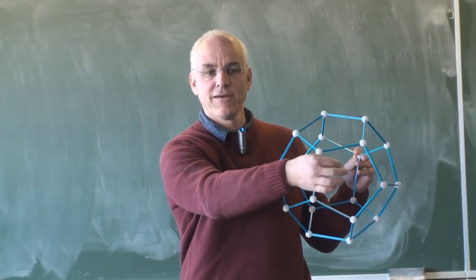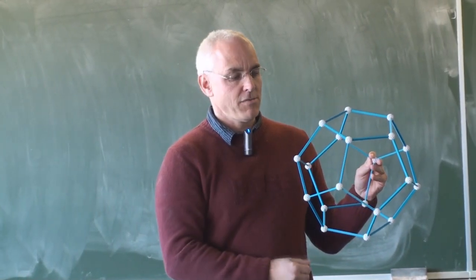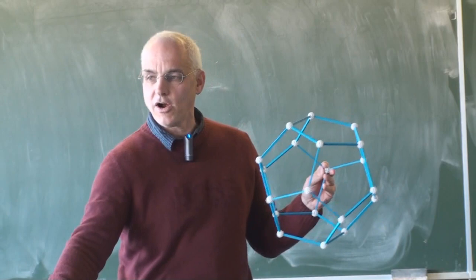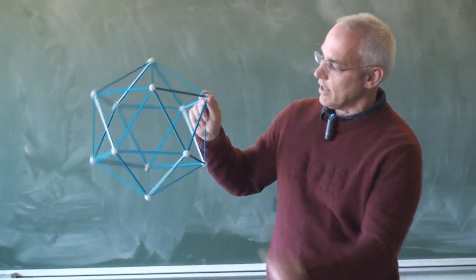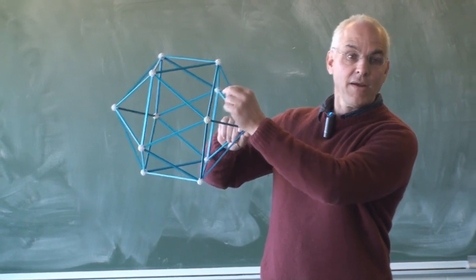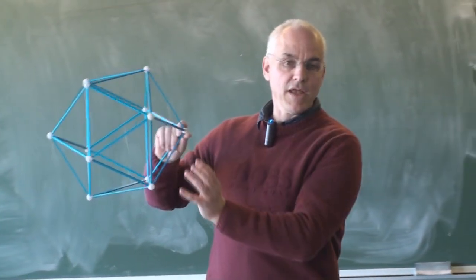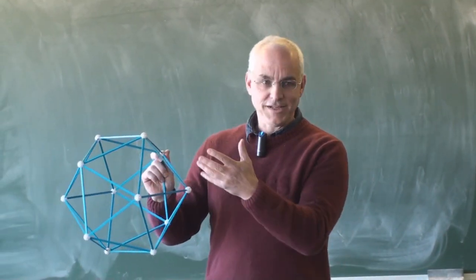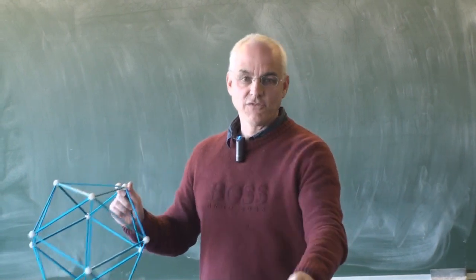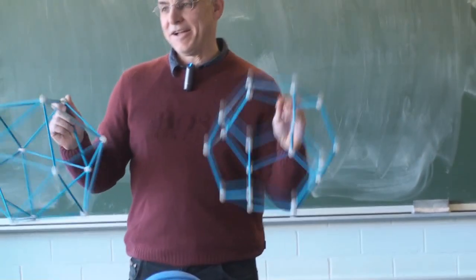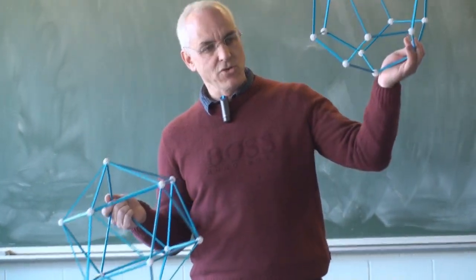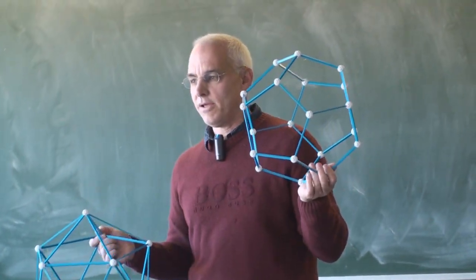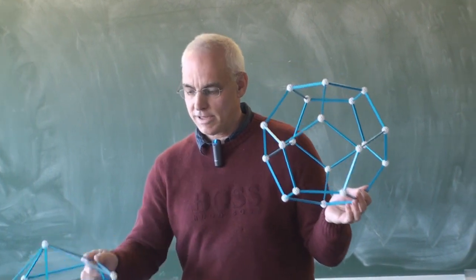These are dual in a very precise sense: if you take the centers of the faces here, you get 12 vertices, which form an icosahedron. And conversely, if you take the centers of the faces here, you get 20 points, which form a dodecahedron. So they're dual. So why have people historically considered the dodecahedron to be the most important?